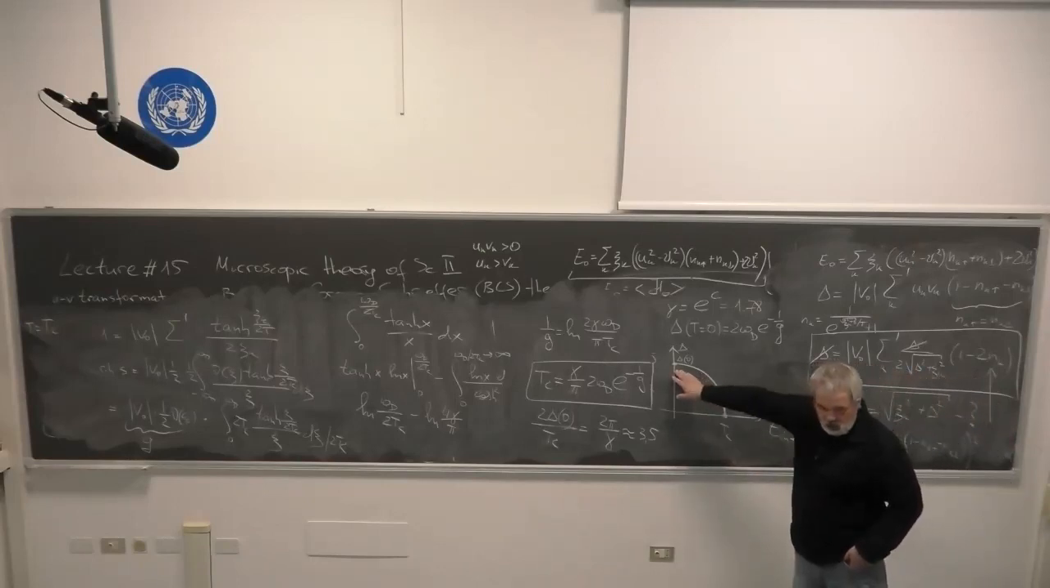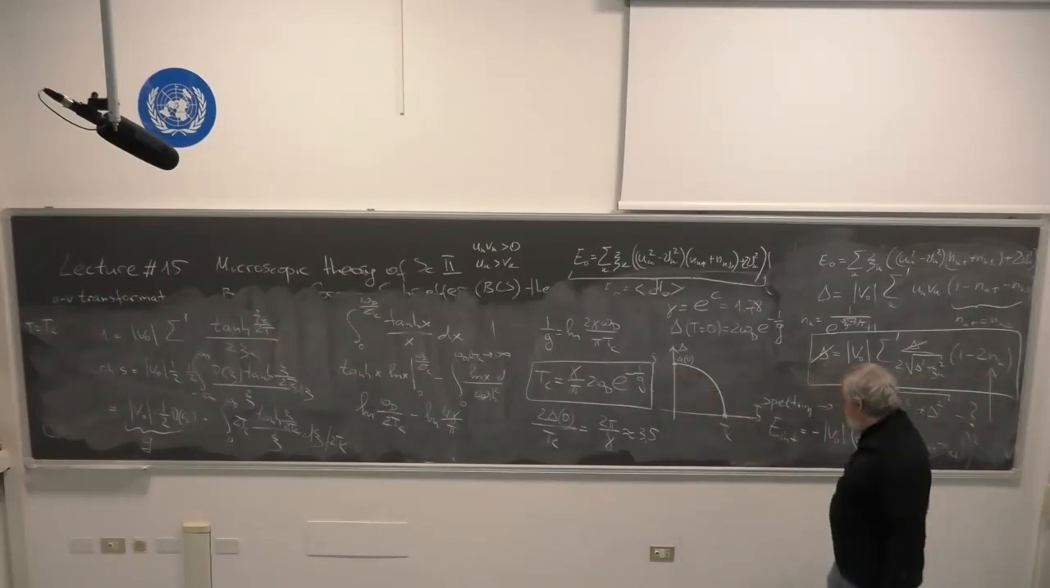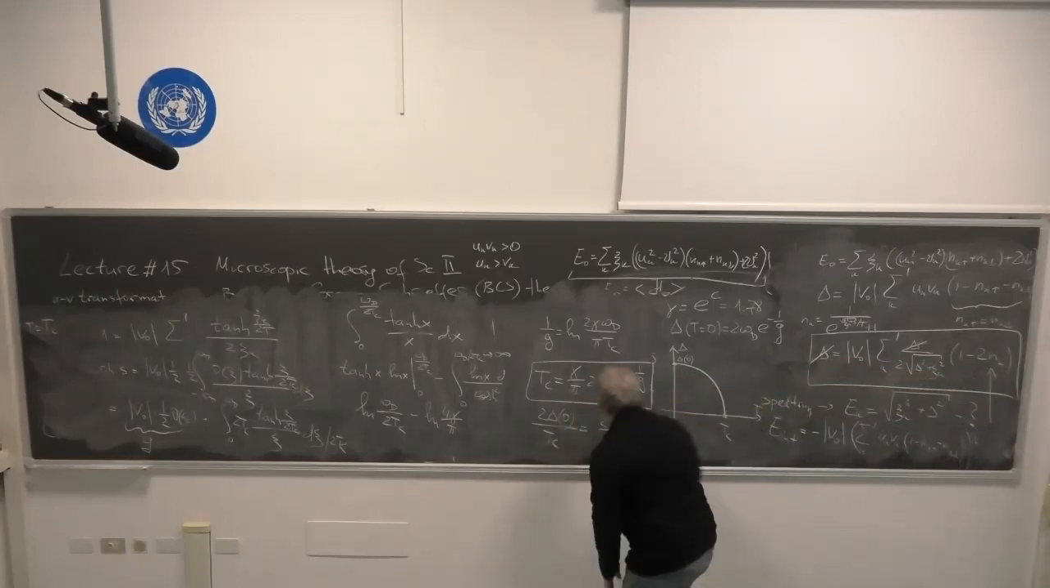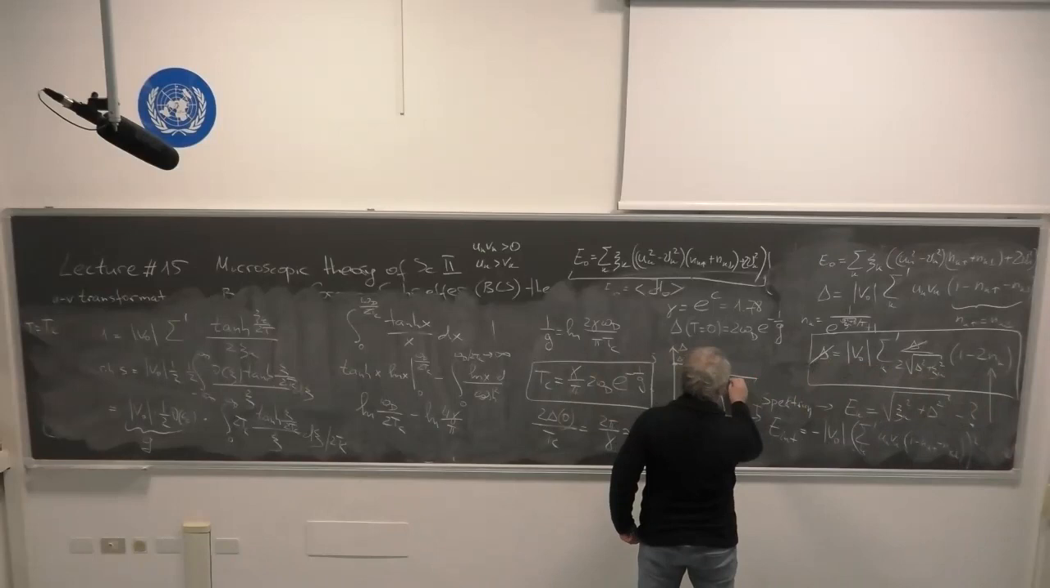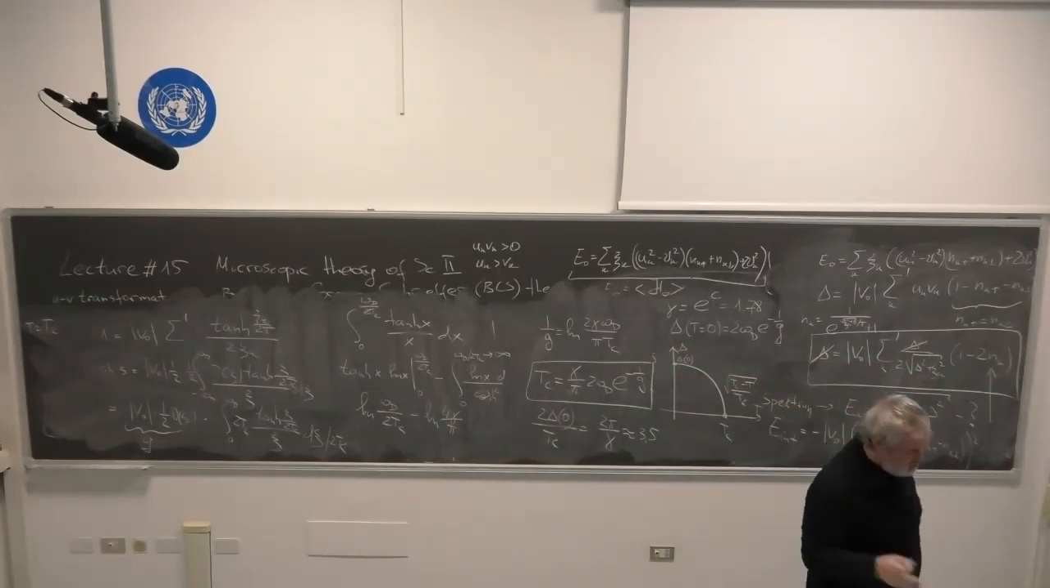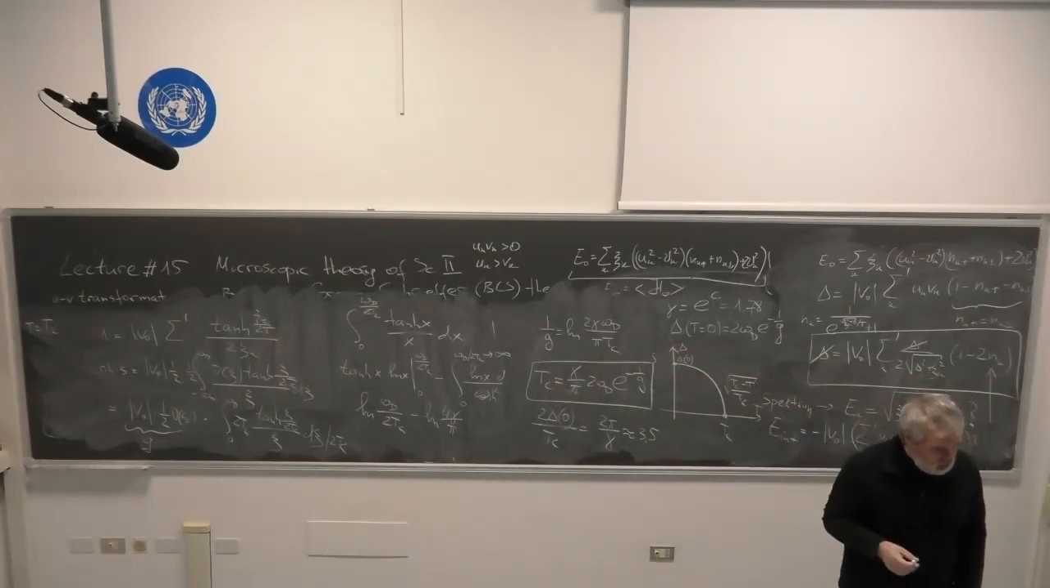both at temperatures close to 0 and at temperatures close to TC, and you will see, for example, that in the vicinity of TC it indeed behaves as TC minus T divided by TC. So this is again a hallmark of a second order phase transition. Andrei will discuss it with you.